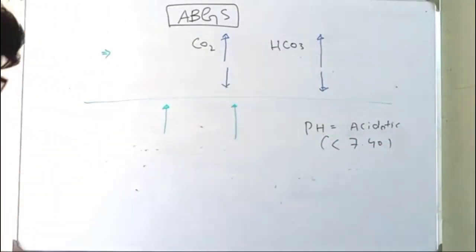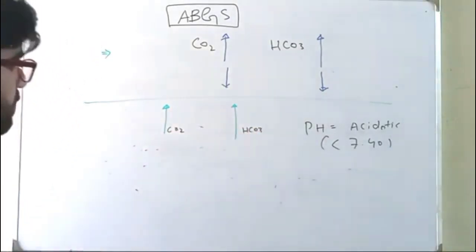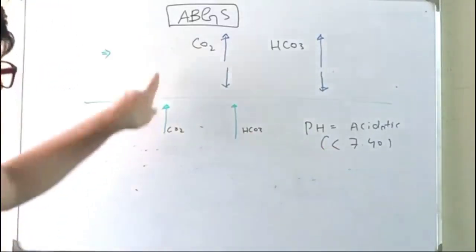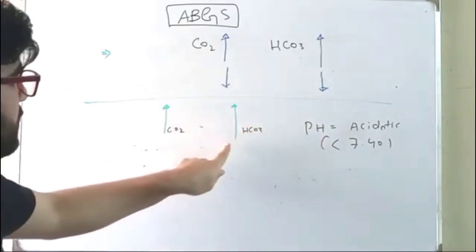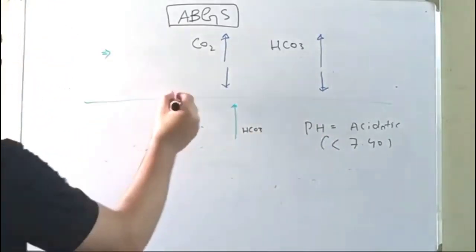Now which arrow is the problem? This is CO2, this is bicarbonate. The increase in which causes acidosis? The increase in CO2 causes acidosis or the increase in bicarbonate causes acidosis? Of course, that is increase in CO2.